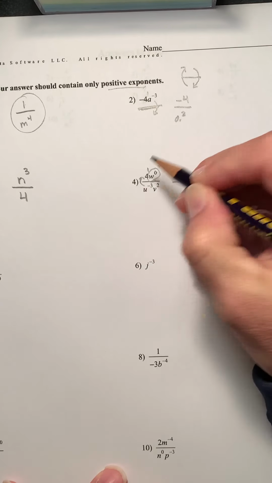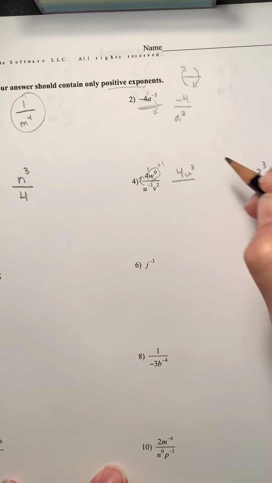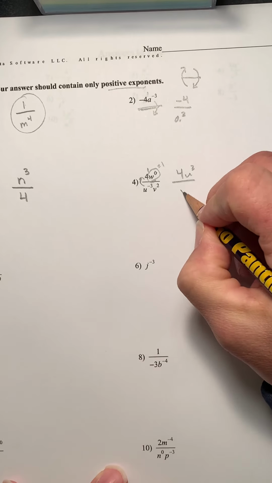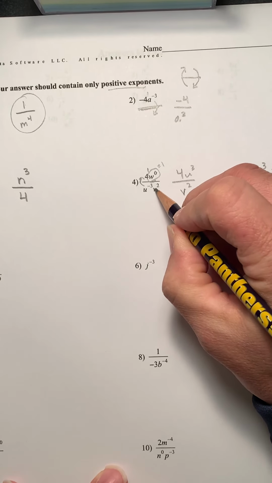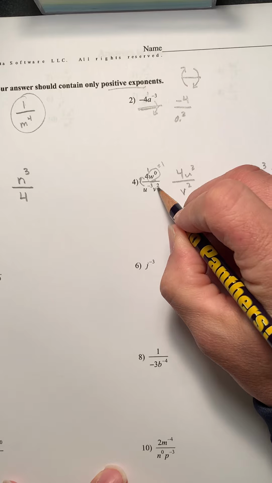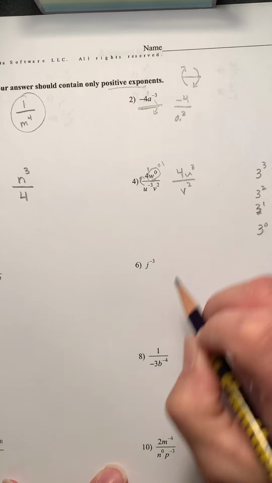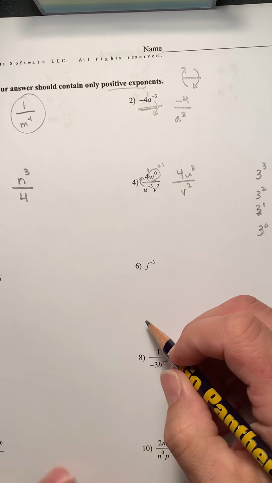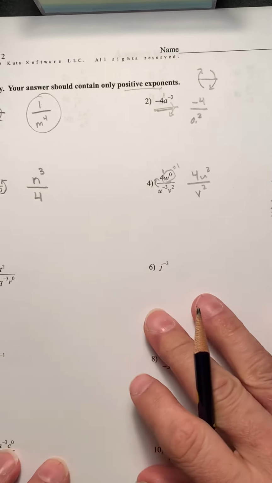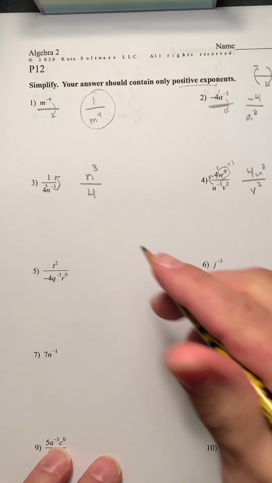U to the negative 3 is going to move to the top, become u to the positive 3. V squared, v to the 2nd power, does not have a negative exponent. It stays put. It stays on the bottom. So there's our answer there. And we take a look at question number 5.